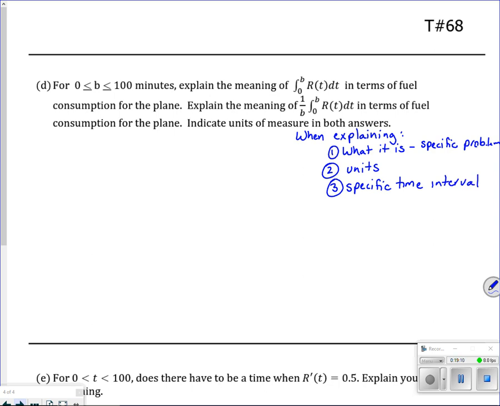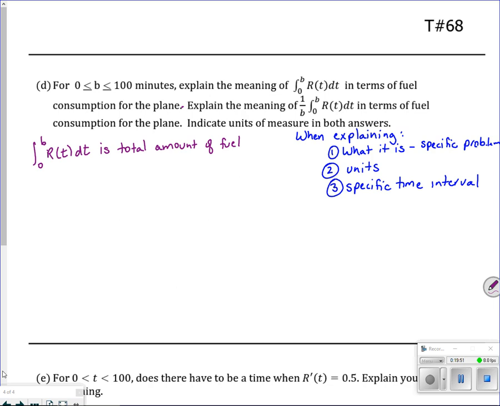So let's talk about this. And we kind of already did the first part. Remember, you're going to stop at the period. It says, explain the meaning of the integral from 0 to B of r of t in terms of fuel consumption for the plane. Talk like you're talking to a 12-year-old. This integral, what would that be? Notice it says 0 to B. What would it be? It is the total amount of fuel that's consumed by the plane.